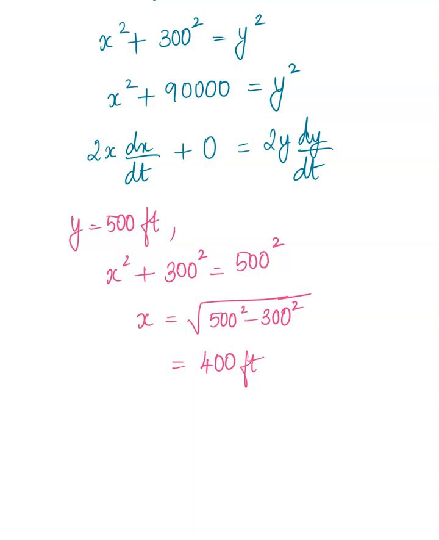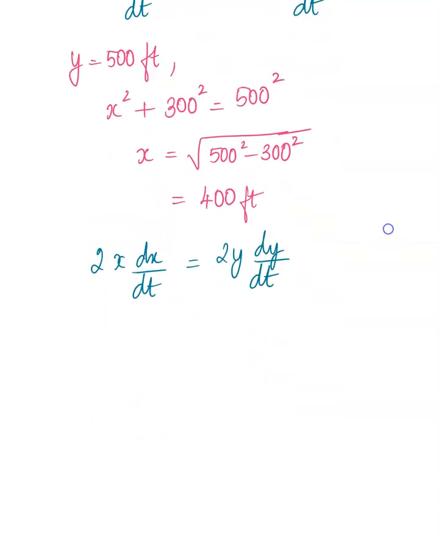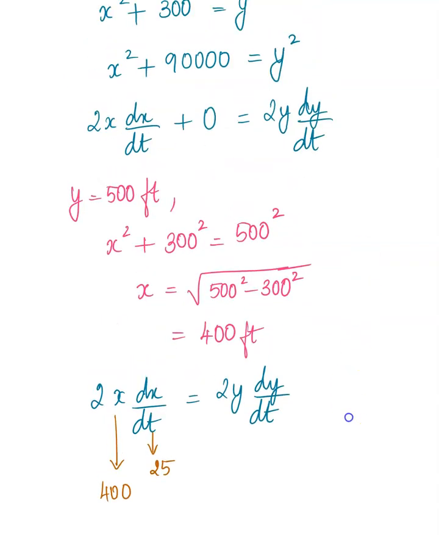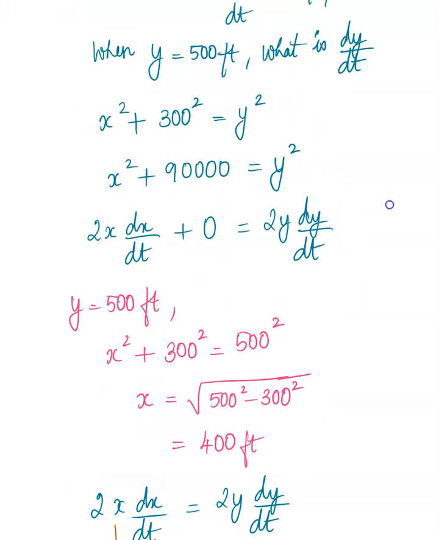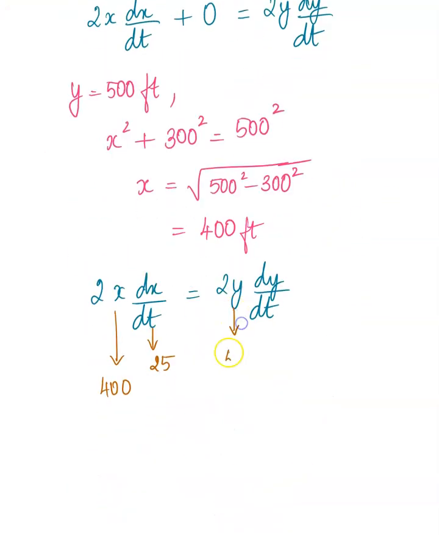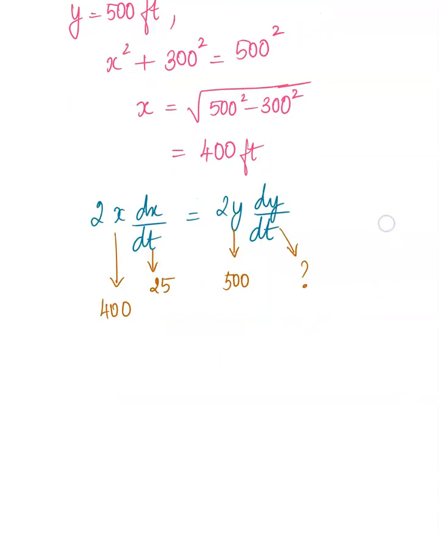This allows us to come back and substitute into 2x dx over dt equals 2y dy over dt. Let's plug those in: x will now be 400, dx over dt was given to be 25 feet per second, as written in the diagram, and then y was fixed at 500 feet. Of course dy over dt is what we need to find. So solve for dy over dt.